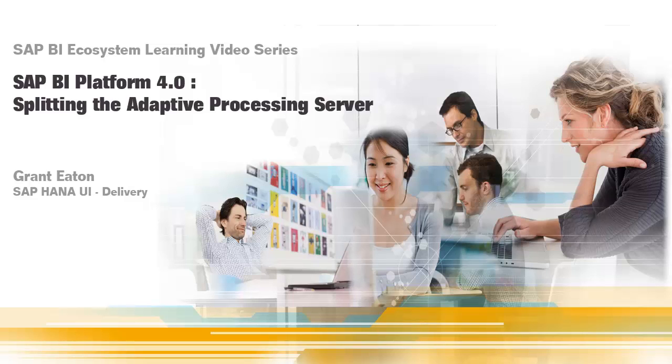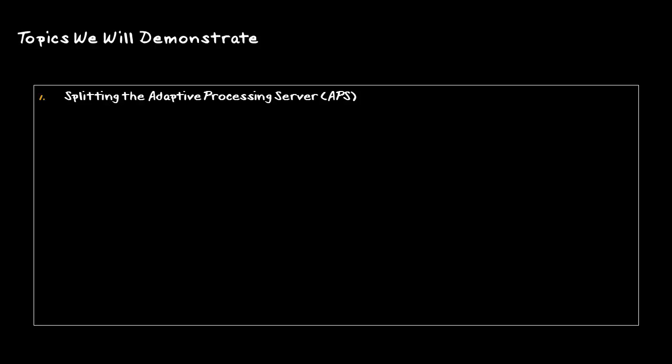In this video, I will walk you through the tasks to split the adaptive processing server. There are two topics I will demonstrate today. First, I will perform the steps necessary to split the adaptive processing server, which is also known as the APS, into multiple service instances that are each dedicated to a specific task. I will also set an appropriate Java heap size for each split APS.